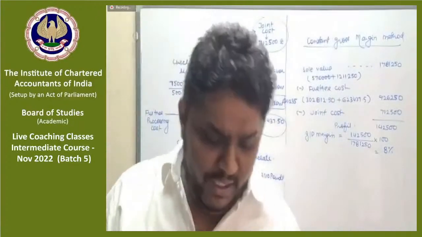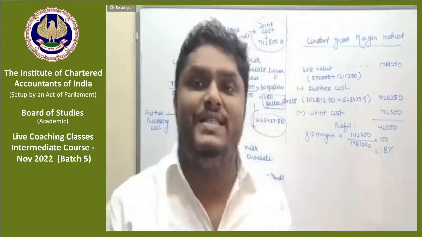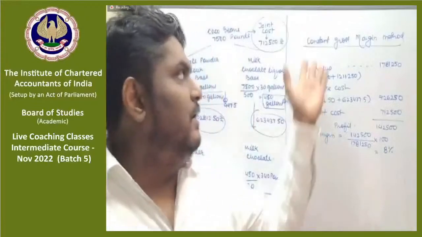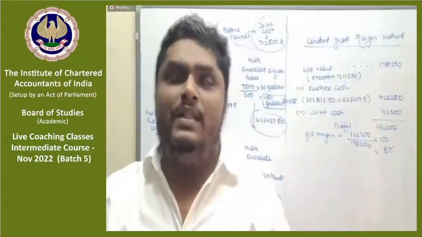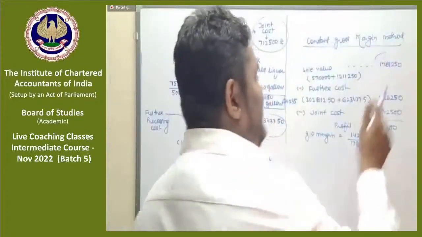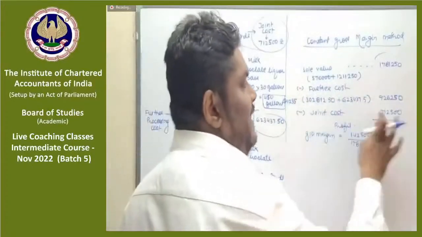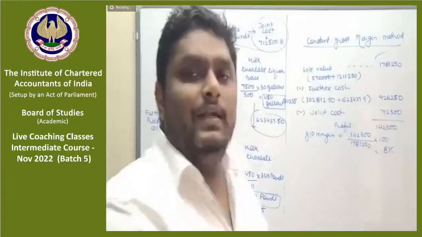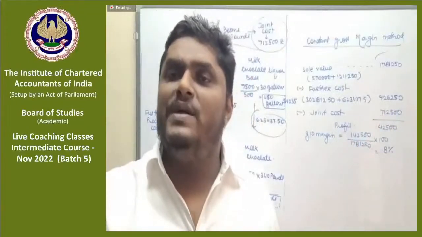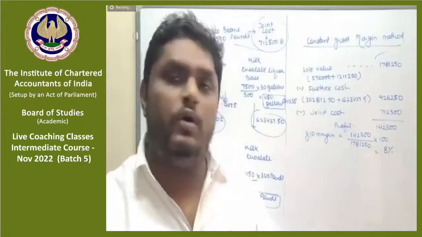This method is not given in the study material, but once the examiner has asked this method, the constant gross margin method, we have to take the sales value of the final product minus the further processing cost minus the joint cost, we will get the total profit and we will get the percentage of the profit, that is the overall gross margin.